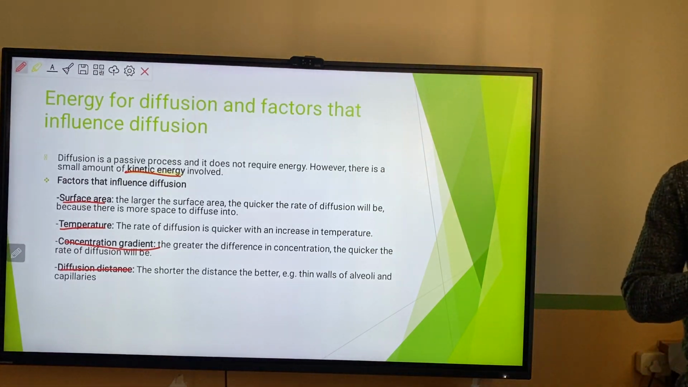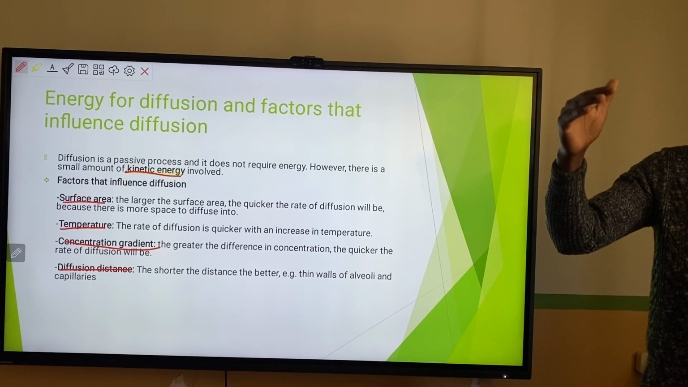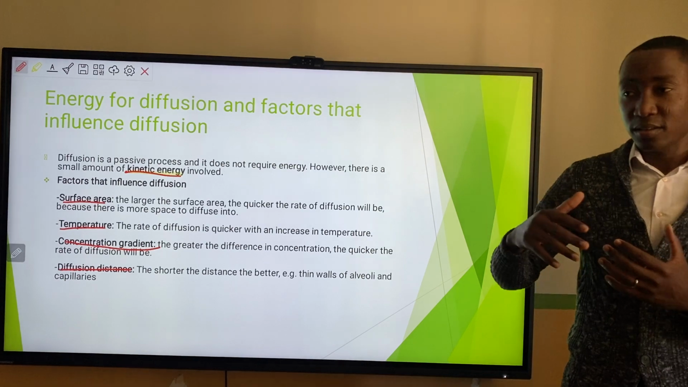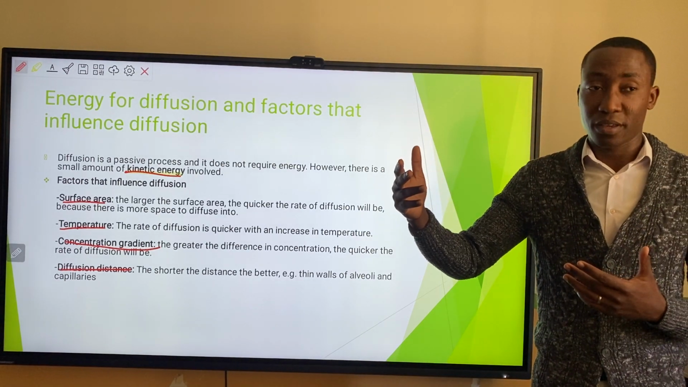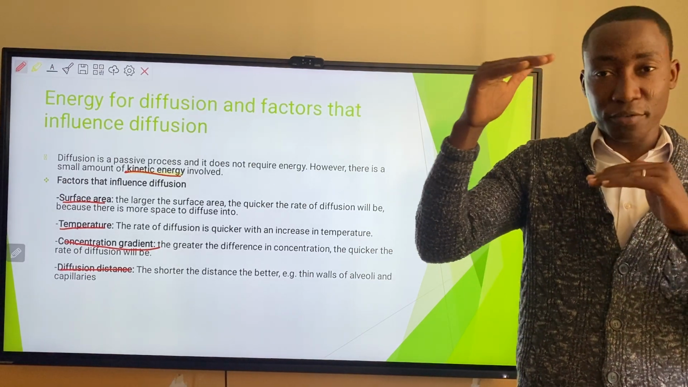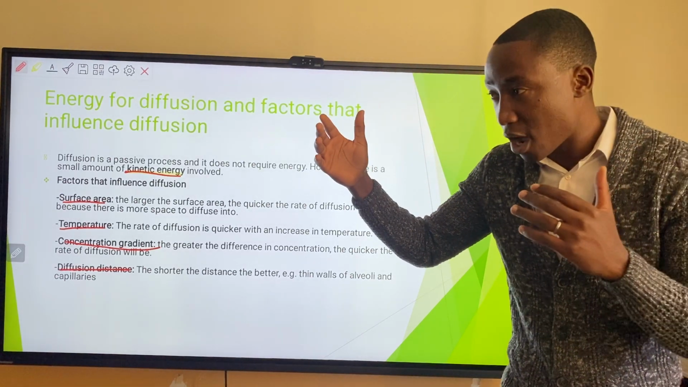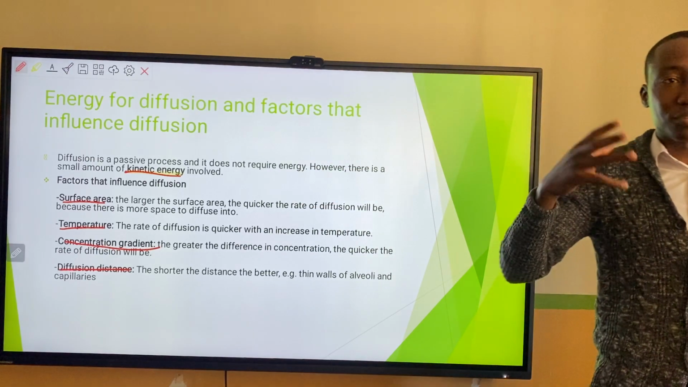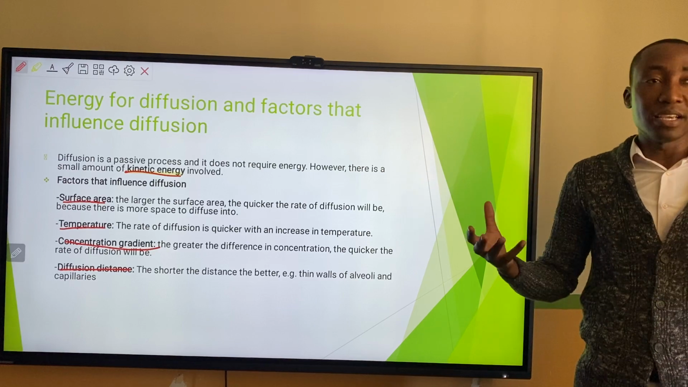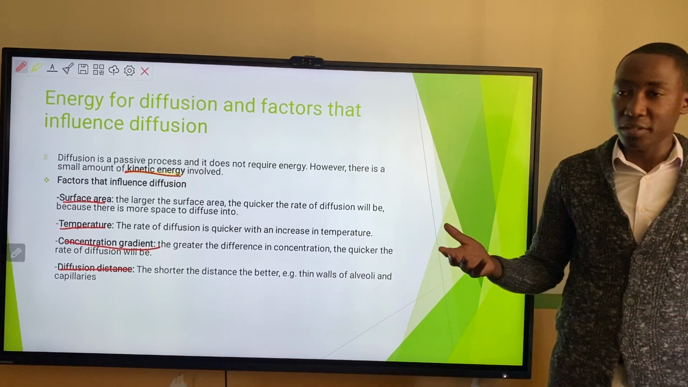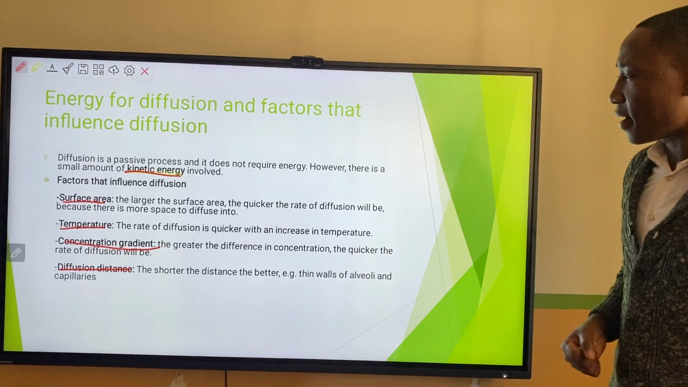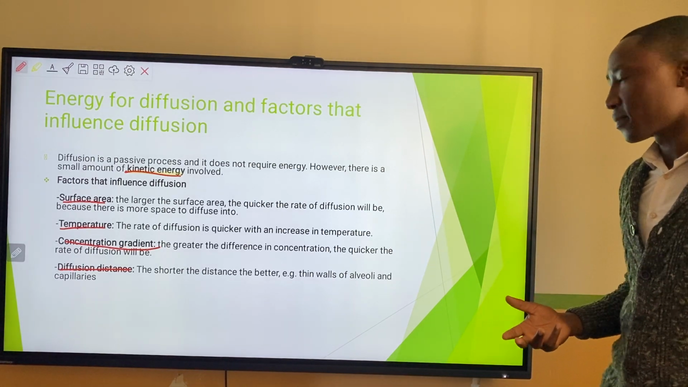So the rate at which diffusion is taking place is largely influenced by temperature. The higher the temperature, the faster the diffusion will be. But it's until a certain point, because if the temperature goes above a specific temperature, which we refer to as optimum temperature, what will happen to the enzymes that are responsible for diffusion, for example? It will be denatured, and what do you think will happen to the diffusion process? It will be hampered, right? To stop.